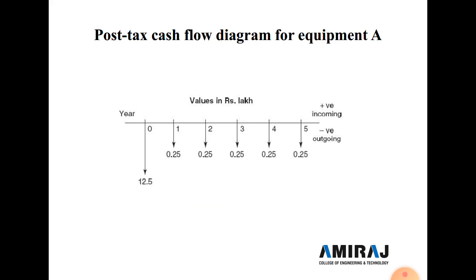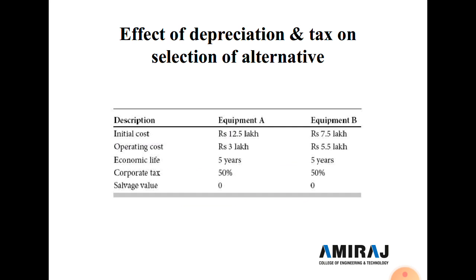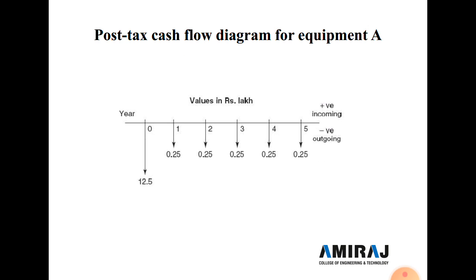Here you also see that 50% corporate tax is given. So 0.25 lakhs is the tax in the cash flow diagram. In each and every year 0.25 lakh is written here. It is an outgoing value, so we draw it in a downward direction.